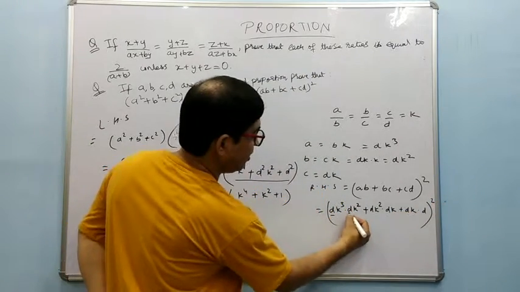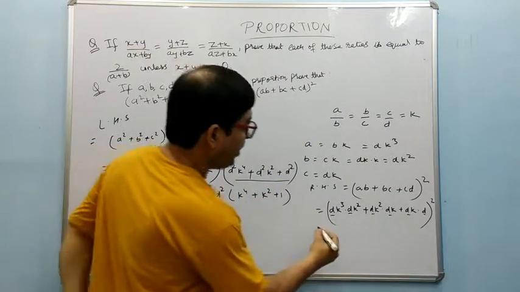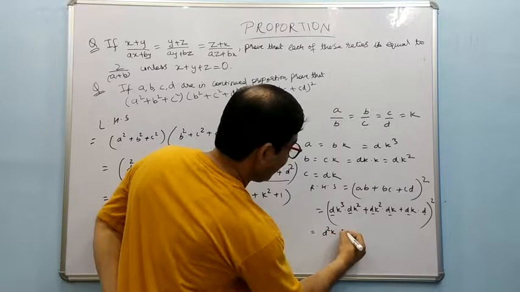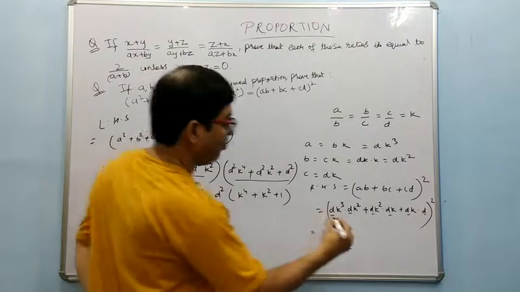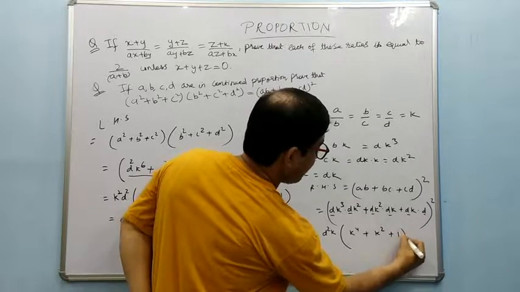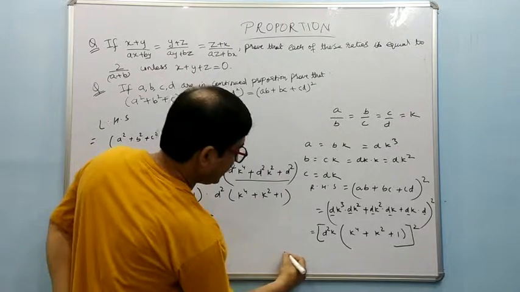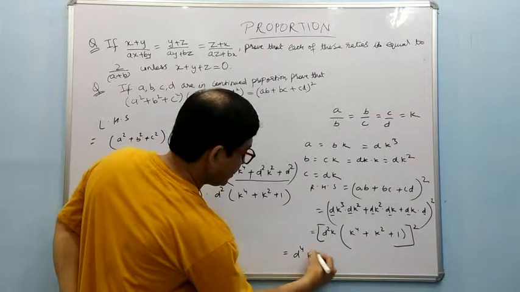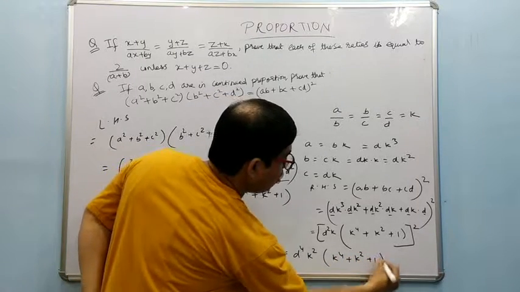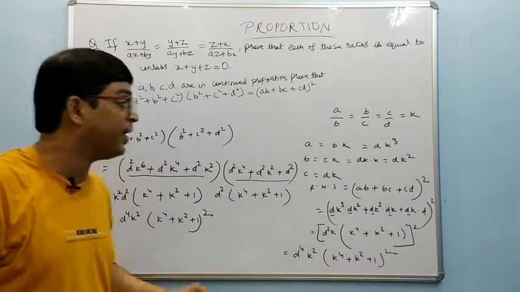See here that d² is coming common everywhere. So taking d² common and k is also coming common, d² and k I have taken common, I am just left with k⁴ + k² + 1 and the complete thing whole squared. So if I take this outside, this is d⁴, this is k², and this is (k⁴ + k² + 1)². See that LHS is exactly the same as RHS.